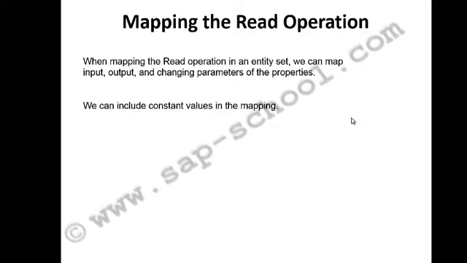Similar to the query operation, we have certain rules for the read operation as well. When mapping a property that is not set as key, it must be of type output. Then we must map at least one data source parameter as type output. All the properties that are set as key must be mapped as input or output. If we provide constant values, they must be of type input.